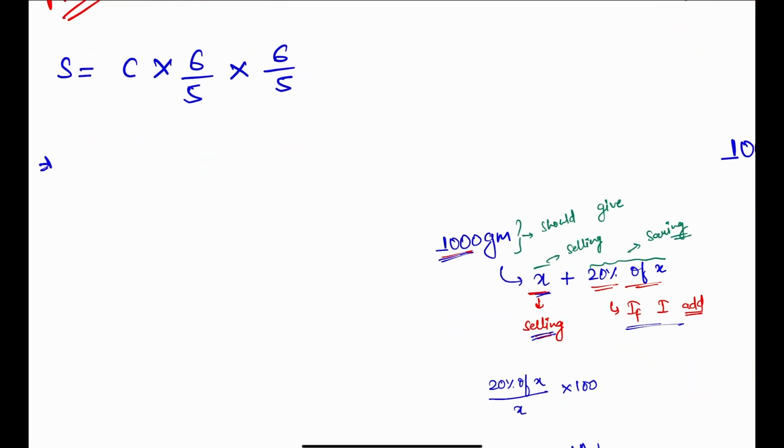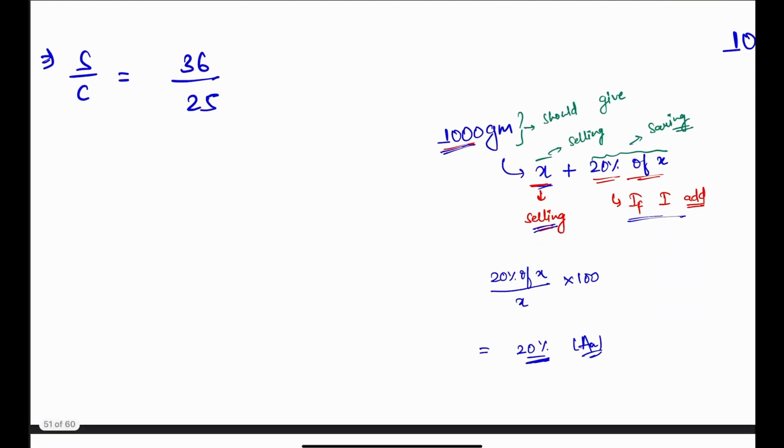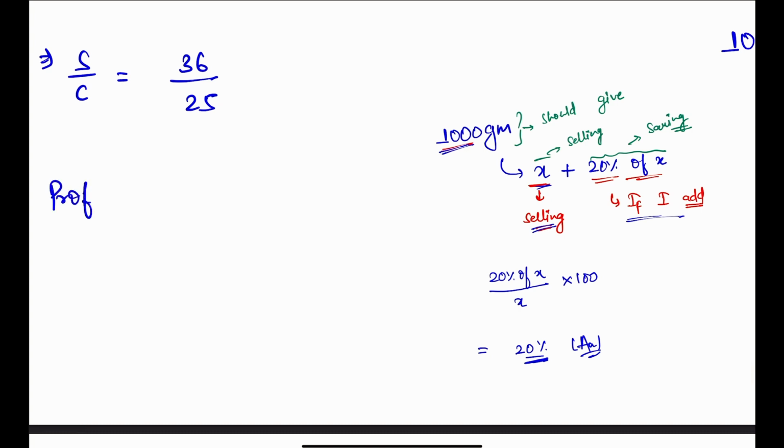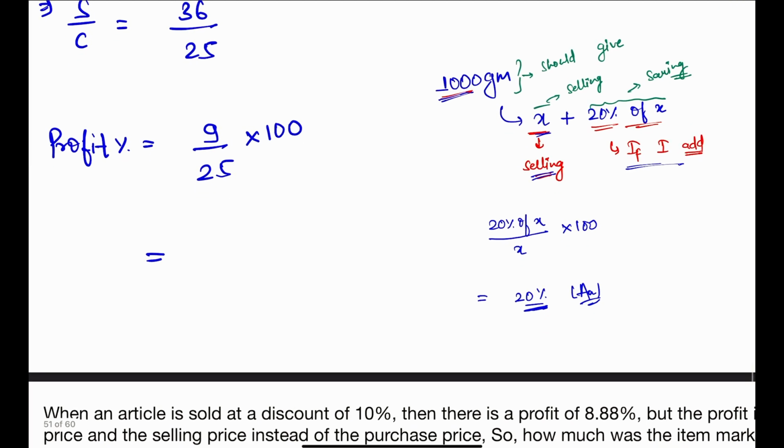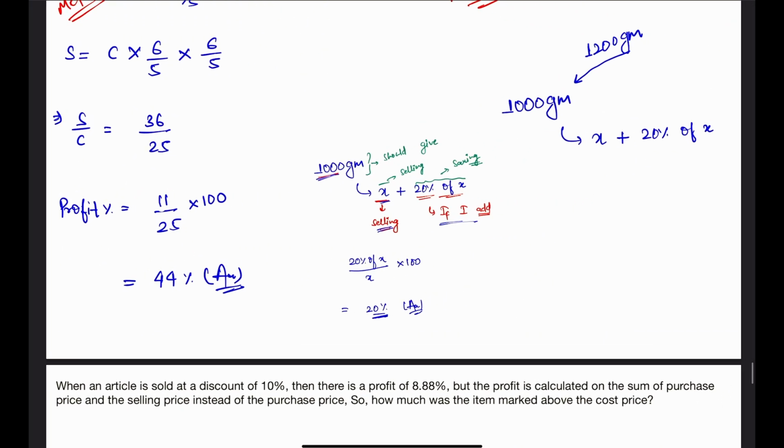So S upon C equal to 36 upon 25. So my profit percentage will be how much? 9 upon 25 into 100. So my profit percentage will be 36. No, wait. 11. This is not 9. This is 11. So it will be 44% will be the answer. This is what I solved with method 1.